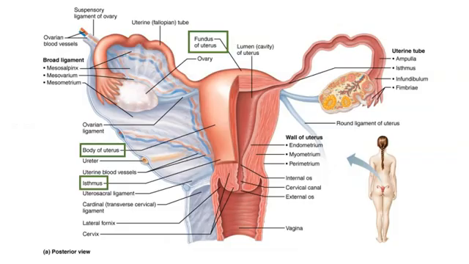So returning momentarily to the anterior view, we find the fundus of the uterus, which is the rounded superior aspect of the uterus that's located near the uterine tubes. We also see the body of the uterus, which makes up the bulk of the uterus and is situated between the fundus and a narrow region called the isthmus. And finally we have the isthmus, which is the narrow region of the uterus that becomes the cervix.